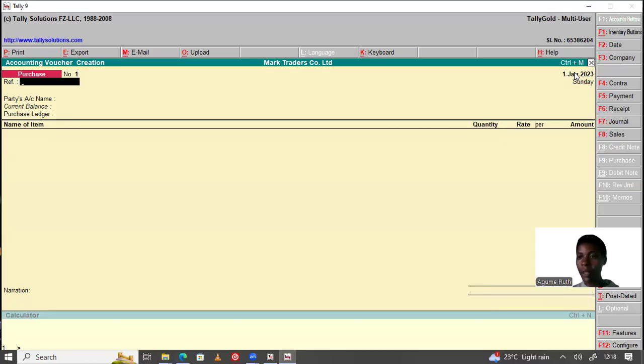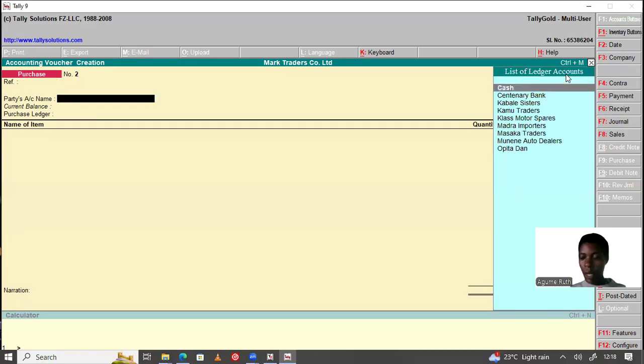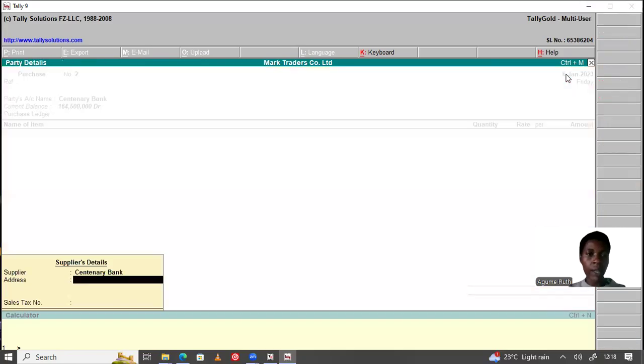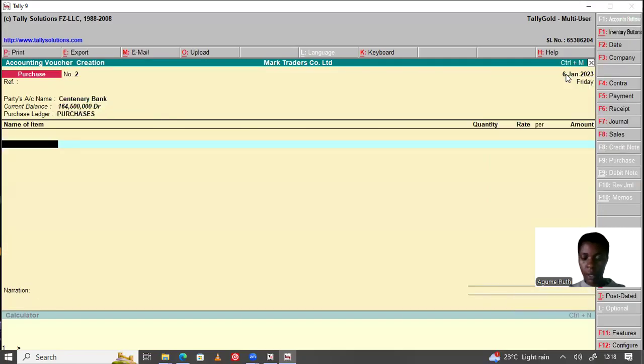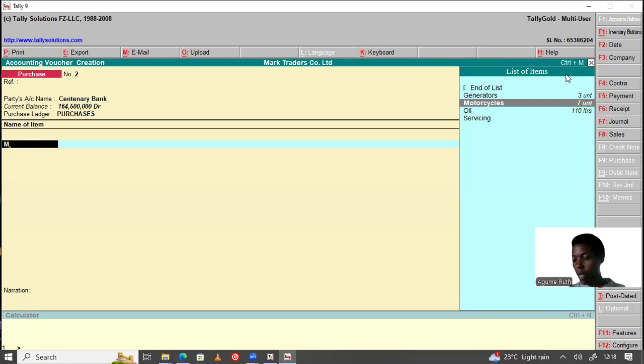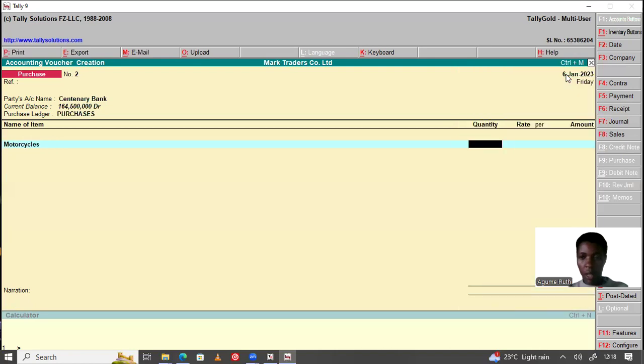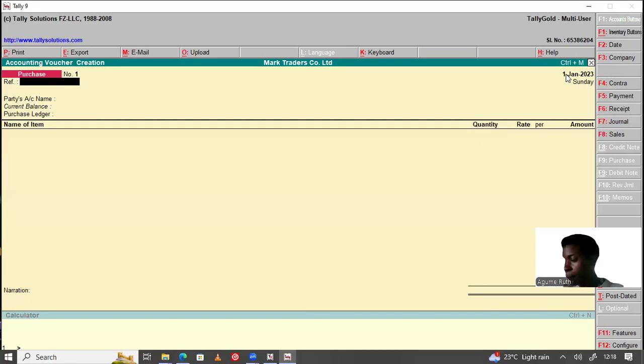Then on the same date of 6th January 2023, I will say it was made payment by check, half payment by check. I select Centenary, then purchases, I say motorcycles, and I put in the 4 which were paid, and then I end my list and I accept.